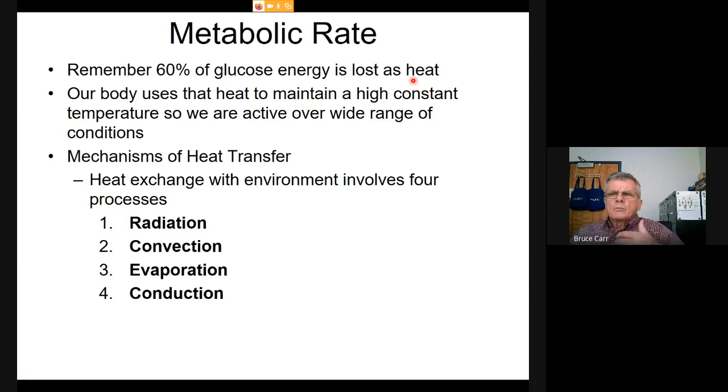We have to remember the metabolic rate also affects another system, and that's thermoregulation. 60% of that energy was lost as heat. So we have to operate within a range of our environmental temperature. We all understand that if it's 110 degrees outside here and the humidity is 90%, the dew point is 85, we don't go out and do bicycle sprints all afternoon because of the thermal conditions.